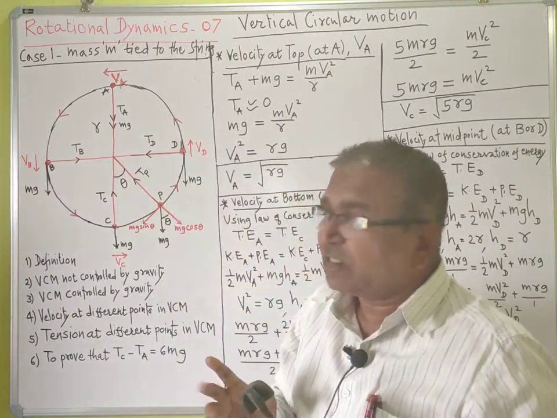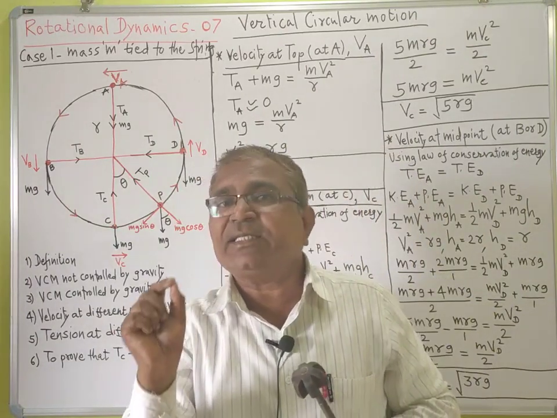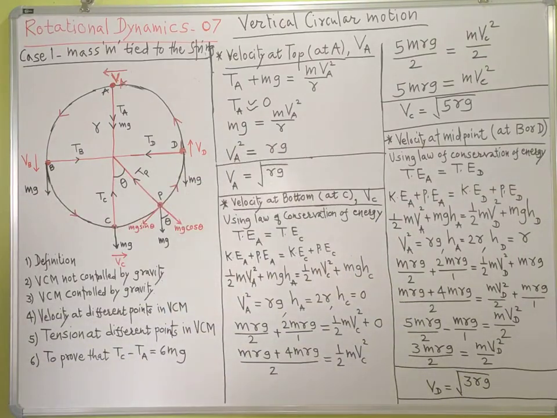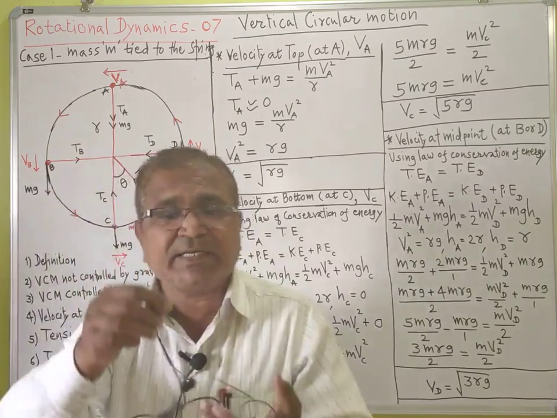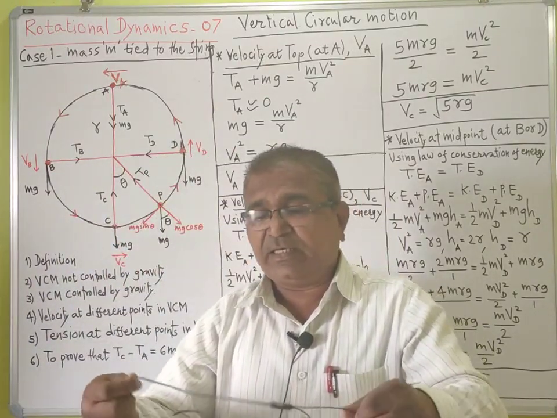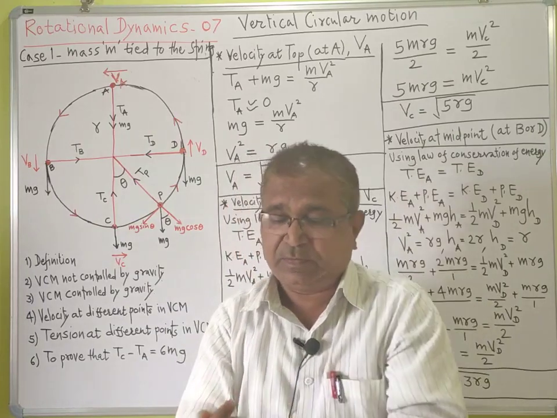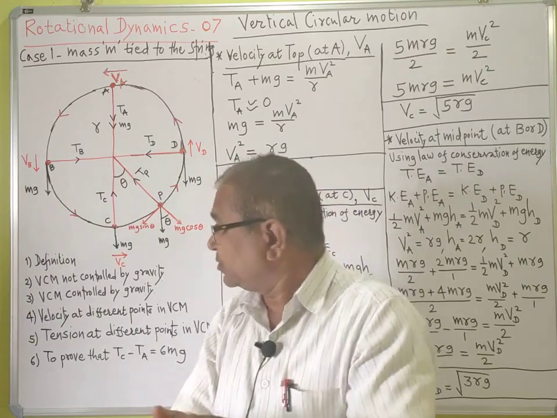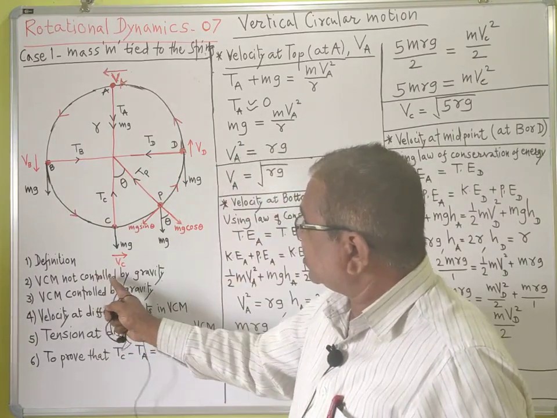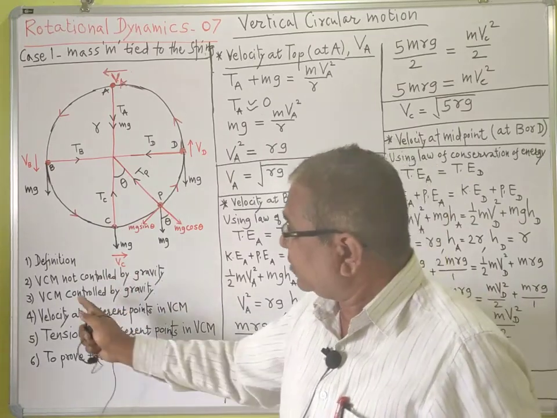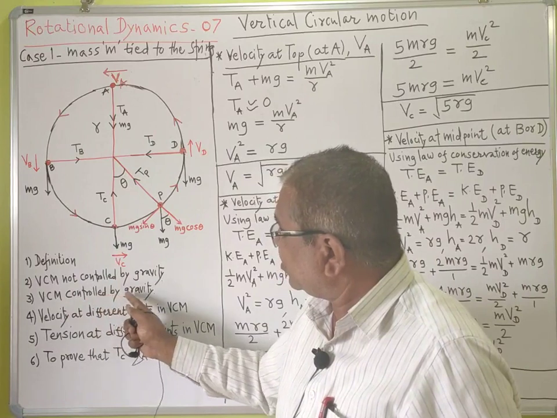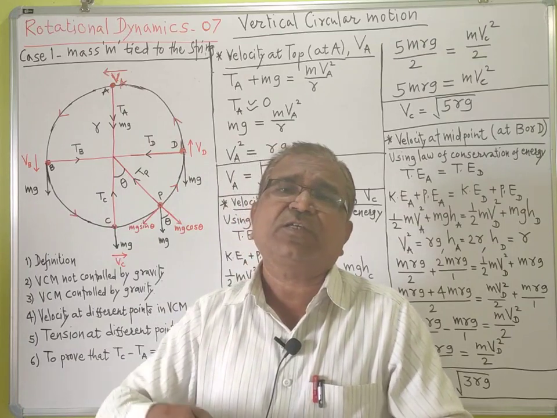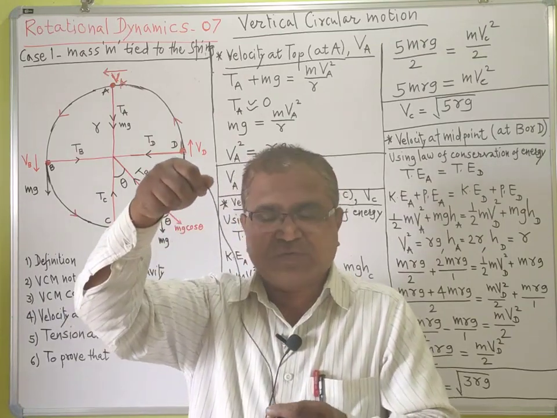So in this lecture we have to learn only the mass m tied to the string. That's all. Okay, now I will again take this, and in vertical circular motion there are again two types: vertical circular motion not controlled by gravity, and vertical circular motion controlled by gravity. So what is vertical circular motion when not controlled by acceleration due to gravity?